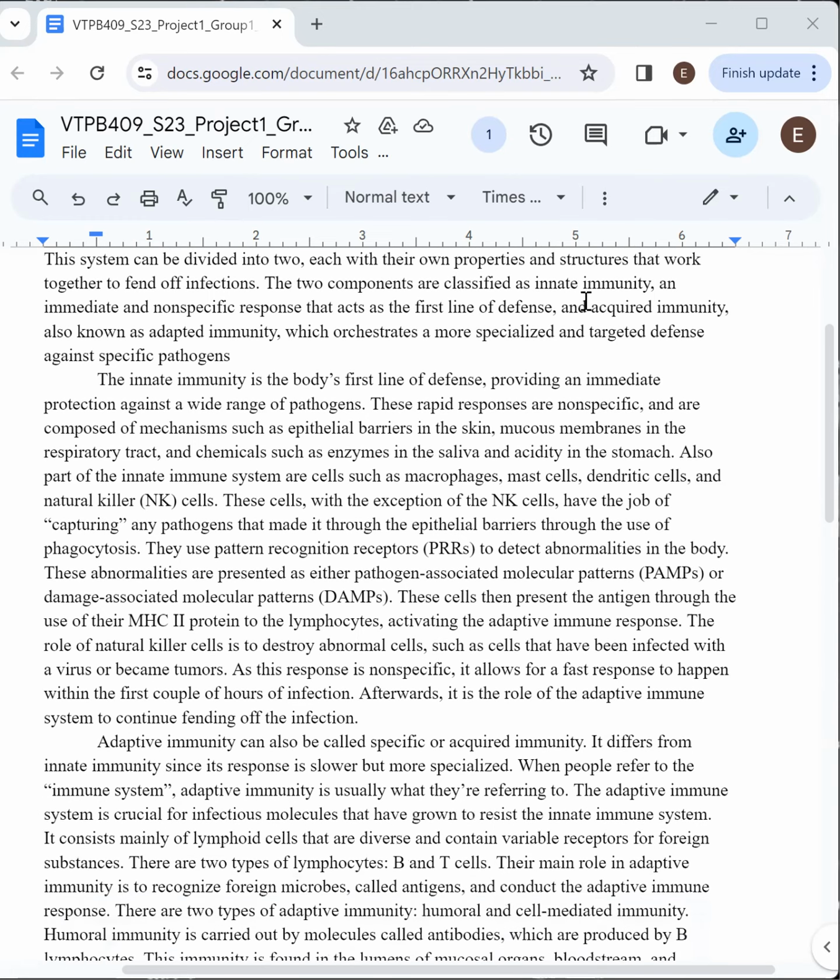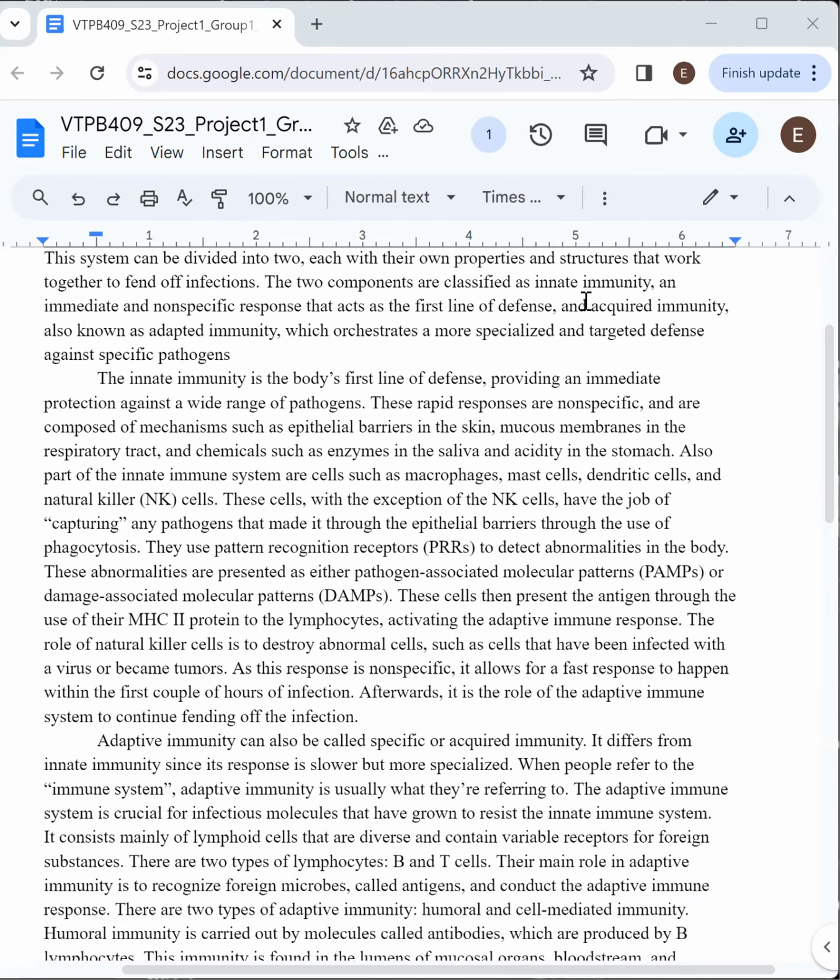The innate immunity is the body's first line of defense, providing an immediate protection against a wide range of pathogens. These rapid responses are nonspecific and are composed of mechanisms such as epithelial barriers in the skin, mucous membranes in the respiratory tract, and chemicals such as enzymes in the saliva and acidity in the stomach.